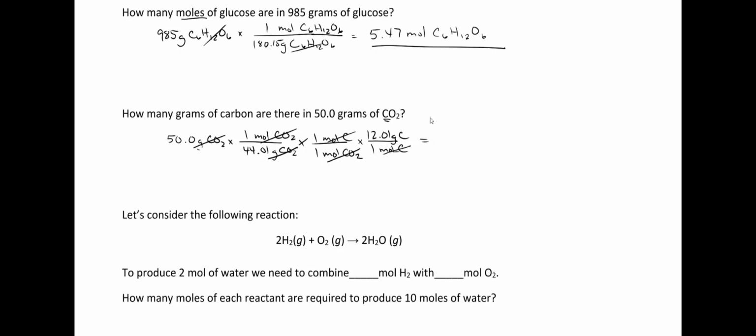So we have here 50 divided by 44.01, since that's in the denominator, times 12.01, since that's in the numerator, and we don't need to pay any attention to any of the ones in between there. And this would give me 13.6 after accounting for significant digits. So 13.6 grams of carbon.